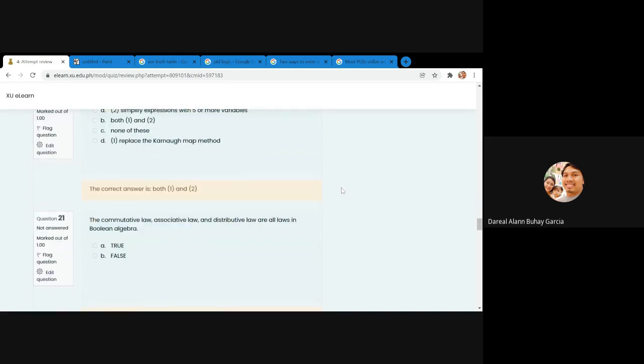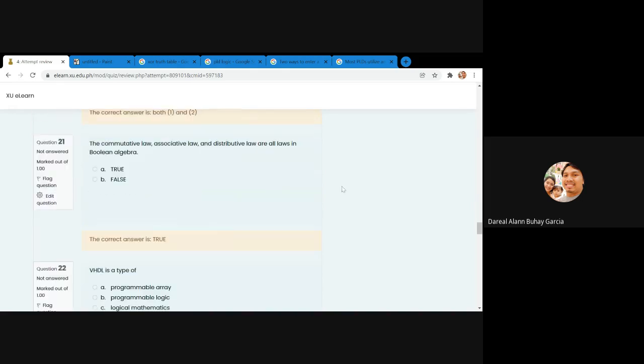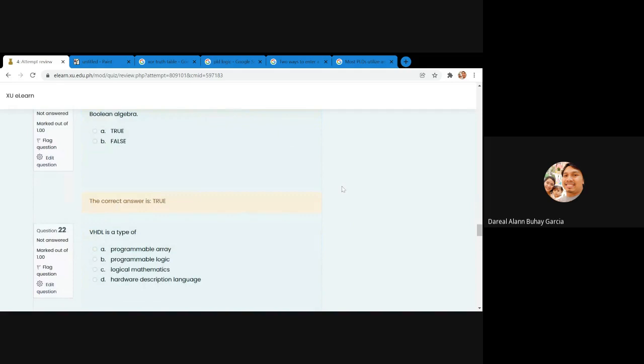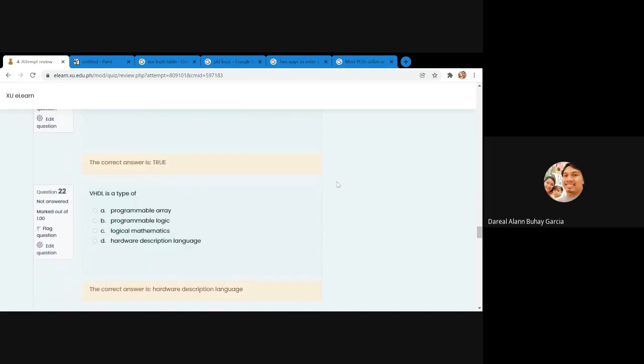The commutative law, associative law, and distributive law are all laws in Boolean algebra. True. HDL is a type of hardware description language.